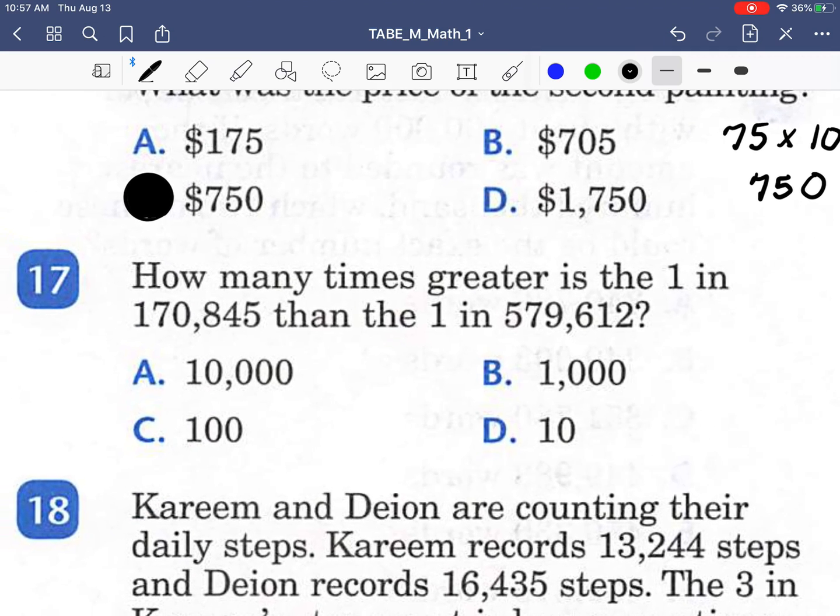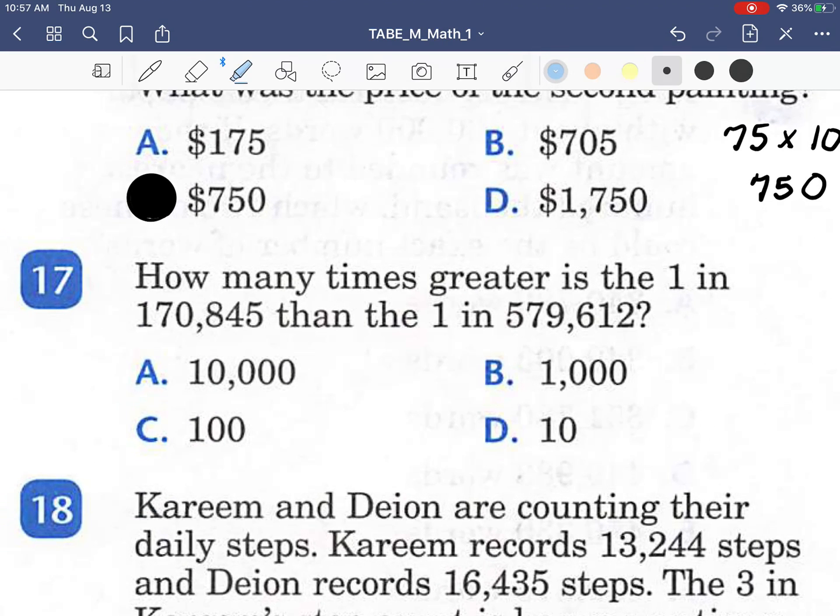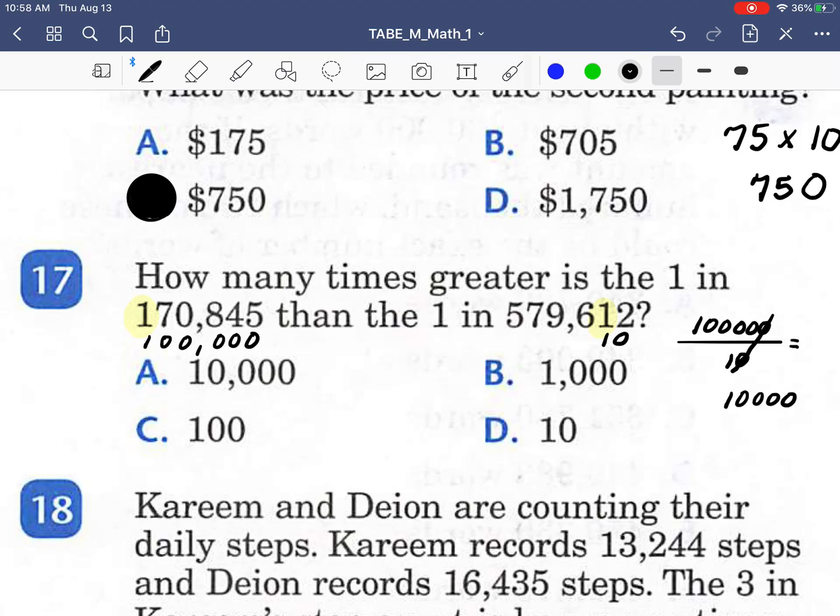Number 17. How many times greater is the 1 in this number than the 1 in this number? So we have a 100,000, and then a 10. So I took the 100,000 down to 10. That's breaking down. Cancel what you can, and you're left with 10,000 times. So the answer to number 17 is A.